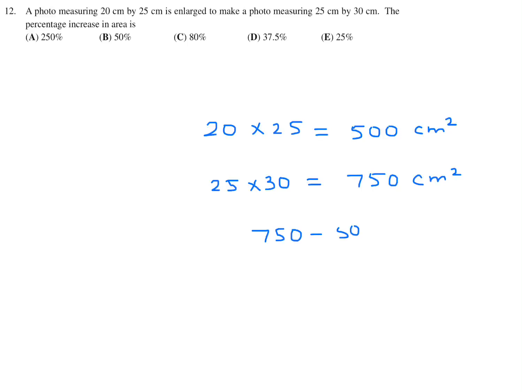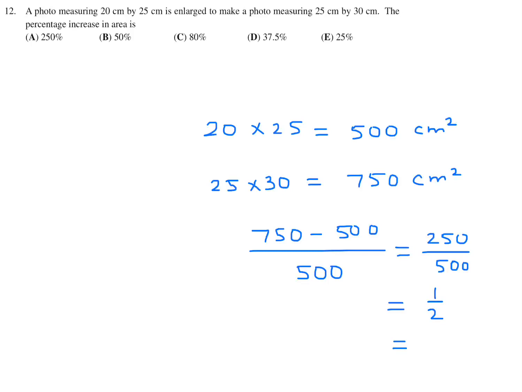Well, you first figure out the increase, which would be 750 minus 500, and then divide by the original size of the photo. So that's 250 over 500, which is 1/2, and that is 0.5, also known as 50%. So number 12, the answer is B.